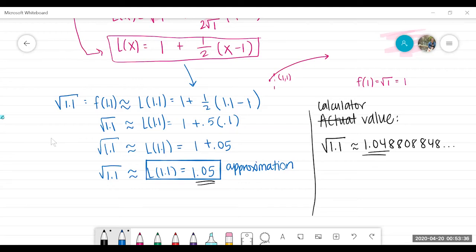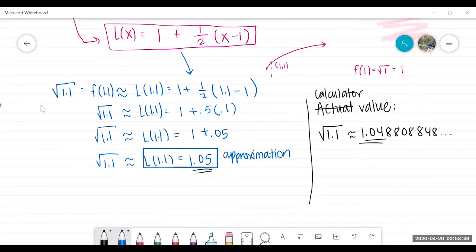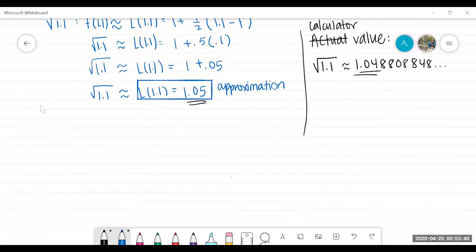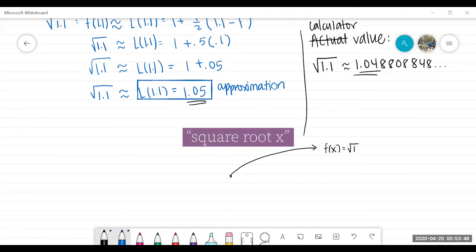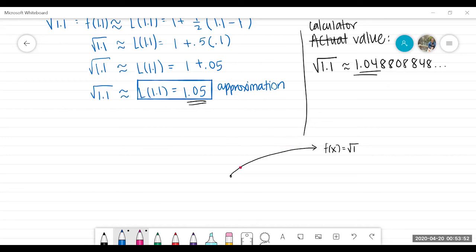So again, the idea behind this is you have the actual graph itself. So f of x looks something like this, right? This is f of x equals the square root of x. And we pick a convenient value, so say here at (1, 1), right? And there's going to be a tangent line that we're going to pretend actually crossed through at that point. This is L of x.